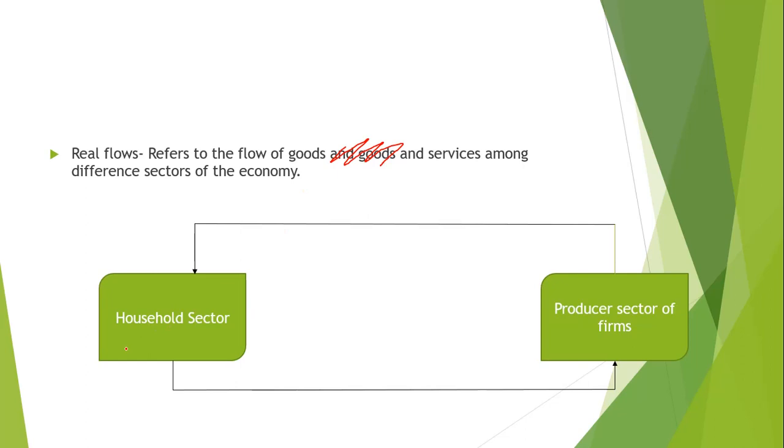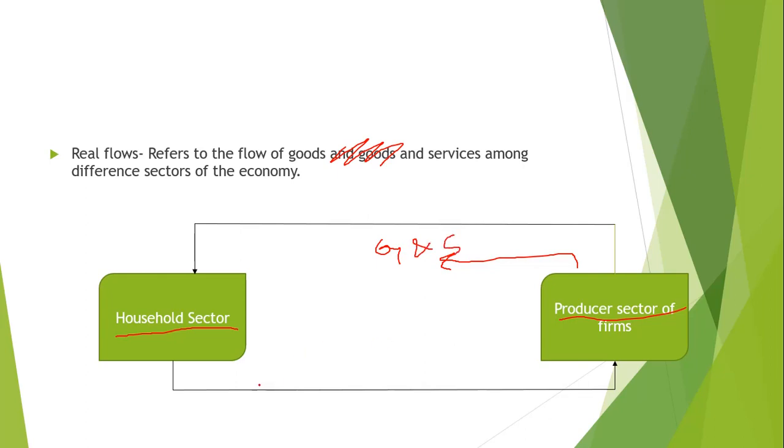Then we have this small flow chart. In this flow chart we can see that on one end there is the producer sector or the firms, and on the other end there is the household sector. Now the producer sector will give away the goods and services to the household sector. Goods and services, G and S, I'm writing in this way.